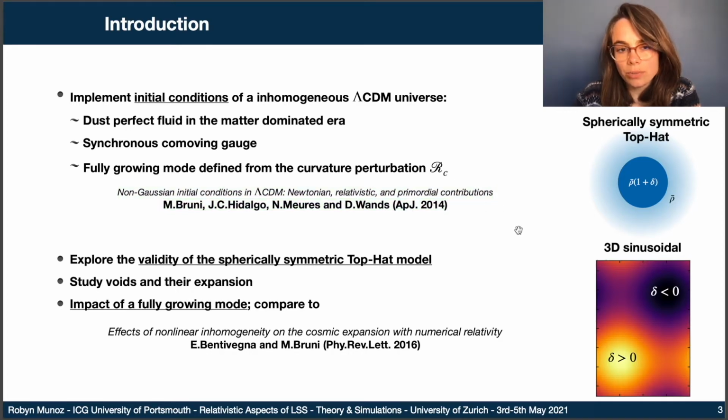The initial distribution in the simulation is that of a three-dimensional sinusoidal. This is slightly more realistic and a good point of comparison with the spherically symmetric top-hat model. So we will study the growth and virialisation / collapse of this structure. And we can also compare to this previous article where they had the same type of distribution but had a growing and decaying mode present in their simulation, so we will be able to measure the impact of that.